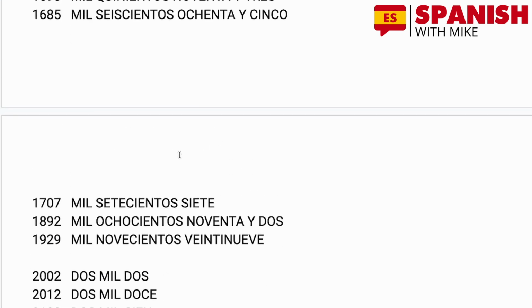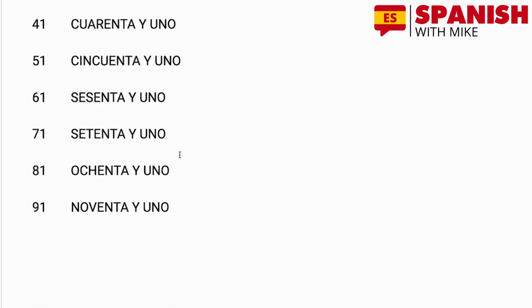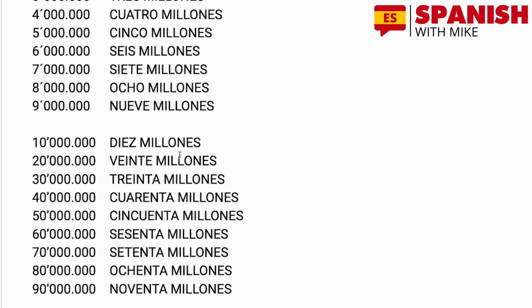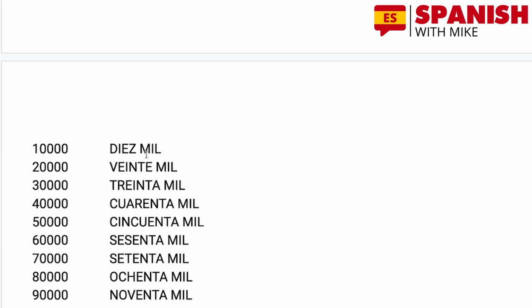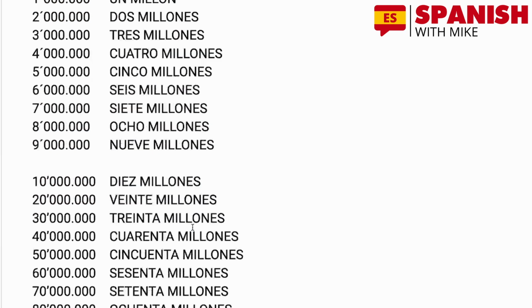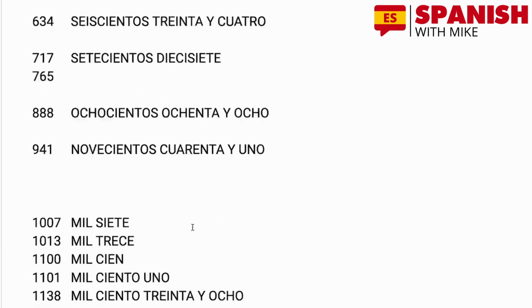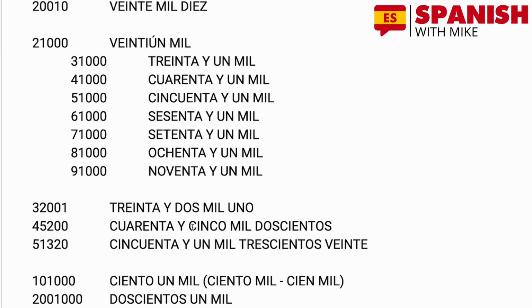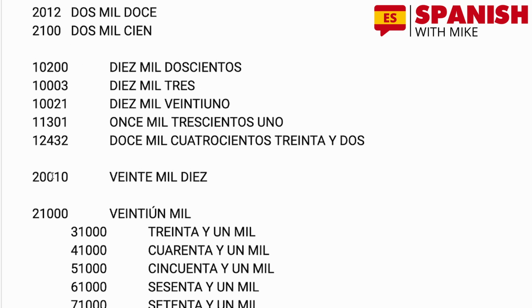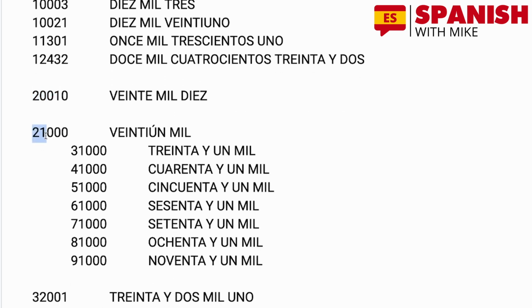Same thing as we said before, 20,000, 30,000, 40,000, 50,000, 60,000, right? But with the combinations, we use the 10,000 part, 20,000, and the combination according to what we learned here. So this would be 20,010. When we have 21,000, we say 21,000. We don't say 20,000.